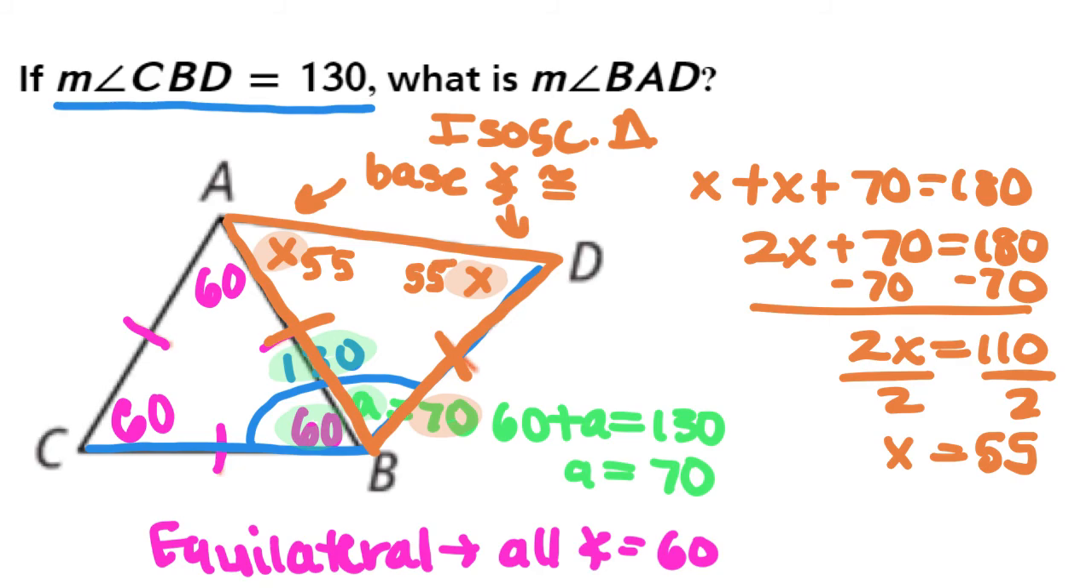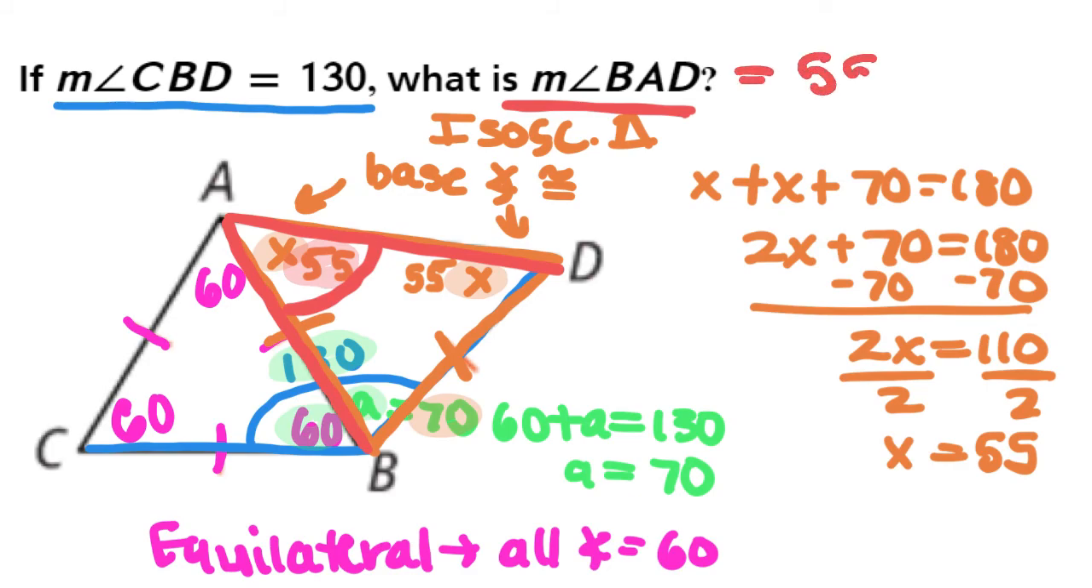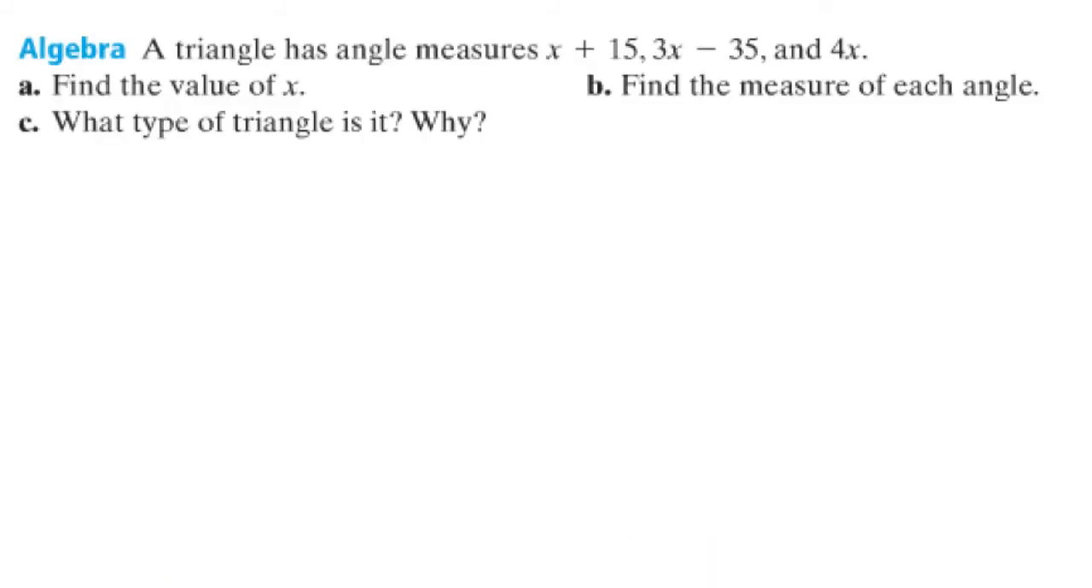The last thing this problem is asking for is it wants to know what is the measure of angle BAD. If I look, angle BAD, I start at B, go over to A, and back to D. So angle BAD is talking about this angle right here, which we know has a measure of 55. So we say that angle BAD equals 55 degrees.